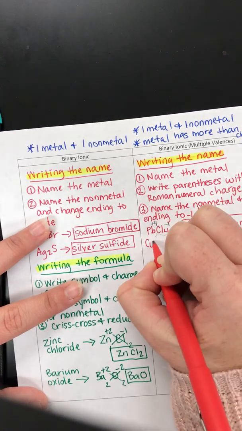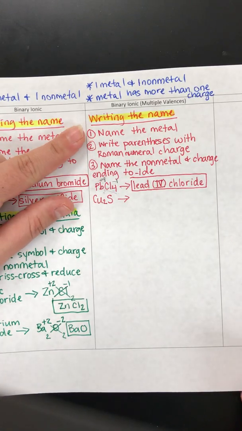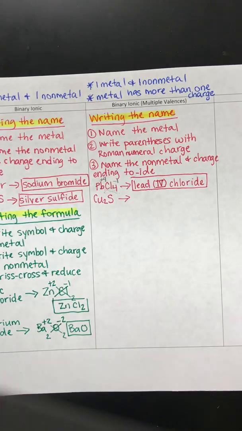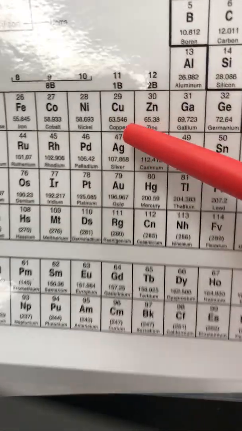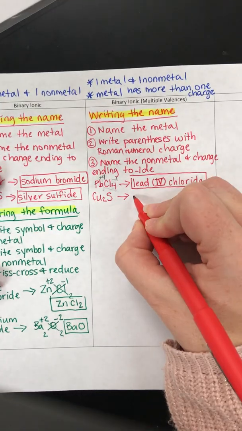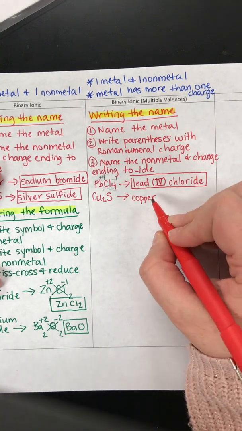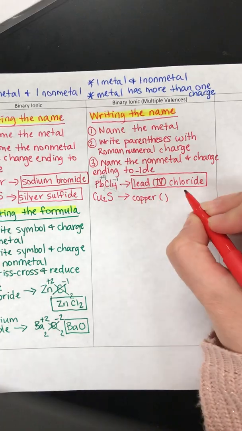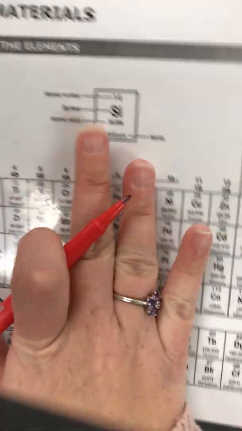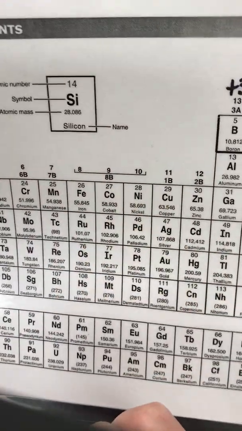This one is Cu2S. Okay, so we're going to do the same steps. First step here says name the metal. Well, the name of Cu from the periodic table, it is right here. The name of it is copper. Okay? And step 2 says write parentheses with the Roman numeral charge. Copper, we know, is going to need a Roman numeral because it's in this section, and I don't have a charge there. And the reason why there's no charge there is because it has more than one.